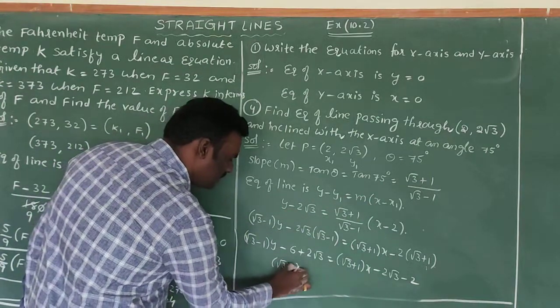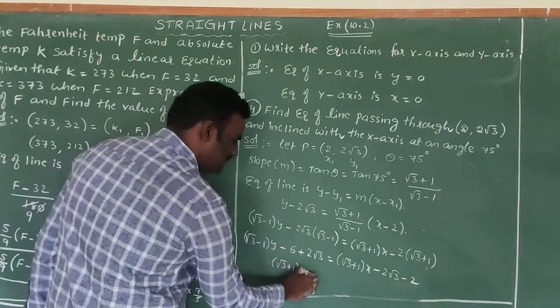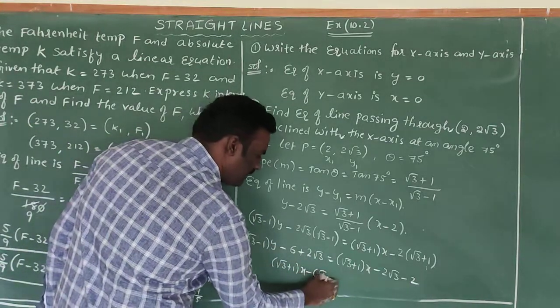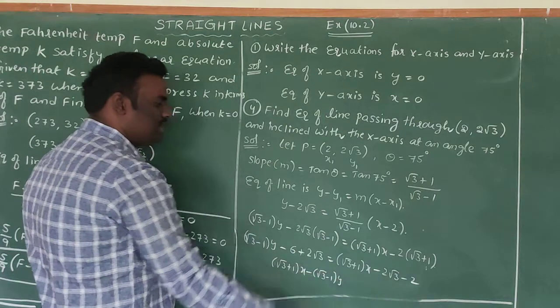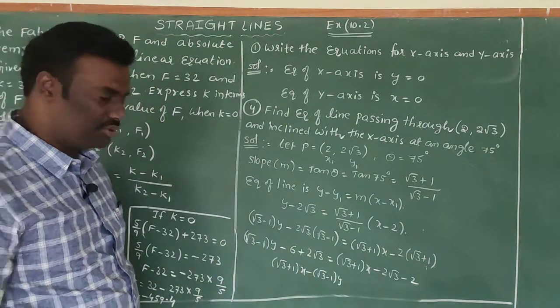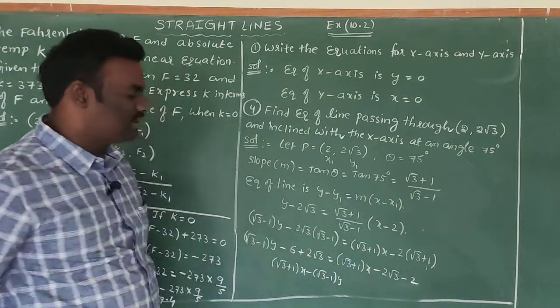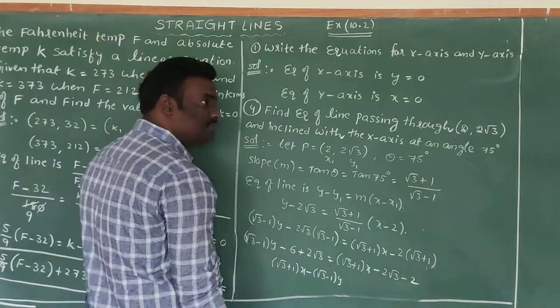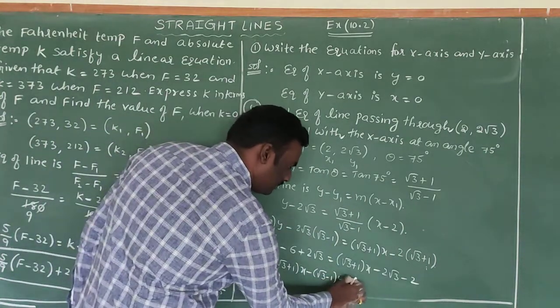Root 3 plus 1 into x. This plus value goes to that side. Root 3 minus 1 into y. This plus 2 root 3 goes to that side, minus 2 root 3. This plus 6 goes to that side, minus 6, plus 6. 6 minus 2, that is nothing but 4.